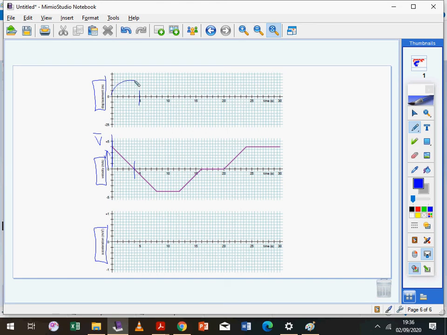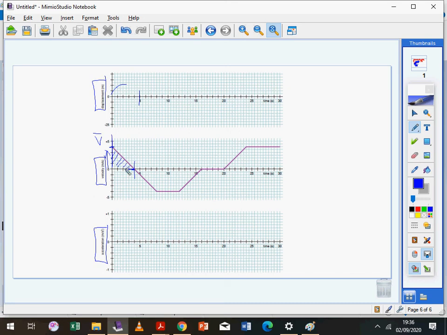Something like this. When you're drawing these graphs, you need to be very careful to represent the same distance, because from this position to this position, the distance moved by that object will be the area under this section of the graph.